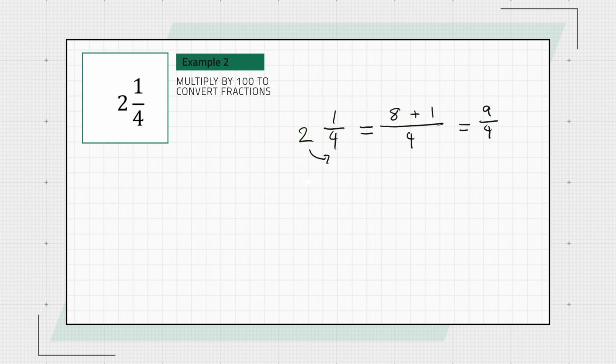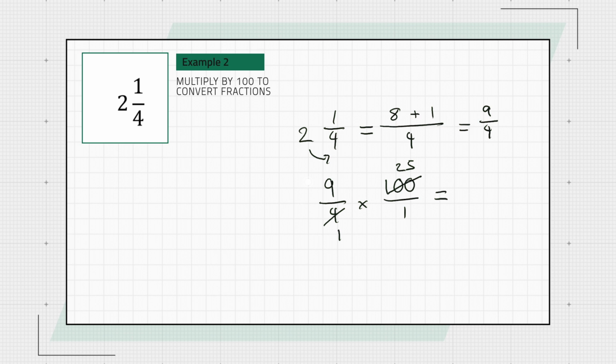Alright, so now if we take our 9 over 4 and we multiply it by 100 over 1, we're going to look for some opportunities to cancel. Now obviously 9 and the 4 don't have a common factor, but we can use the 4 and the 100 to simplify this question. So let's say I divide them both by 4. Okay, 4 divided by 4 is 1. 100 divided by 4 is 25.